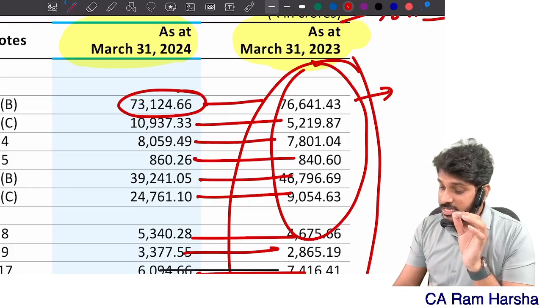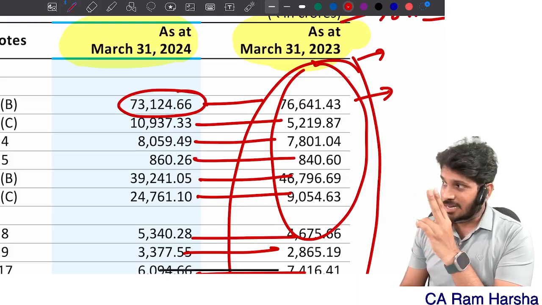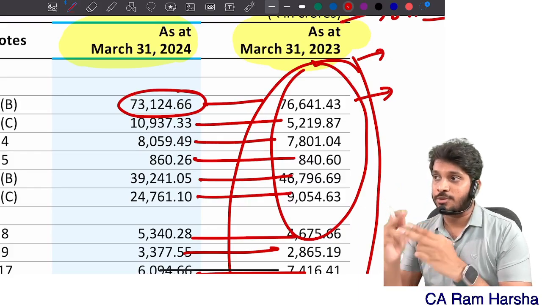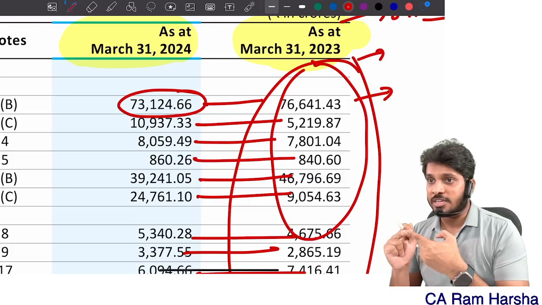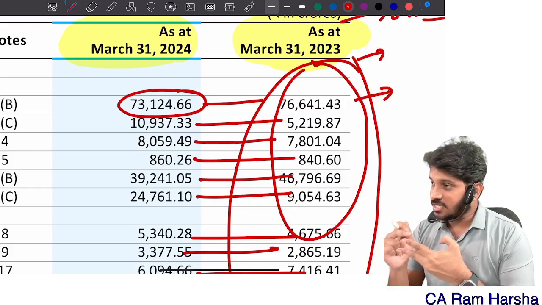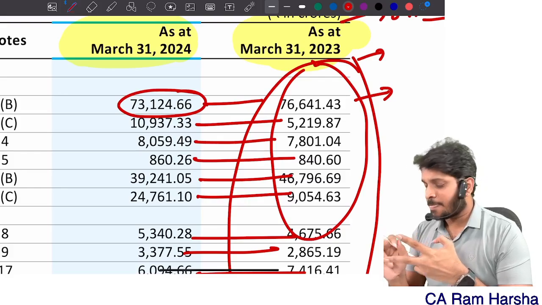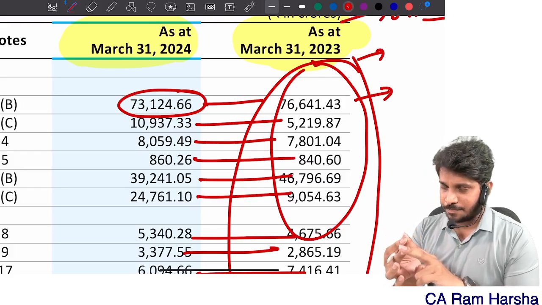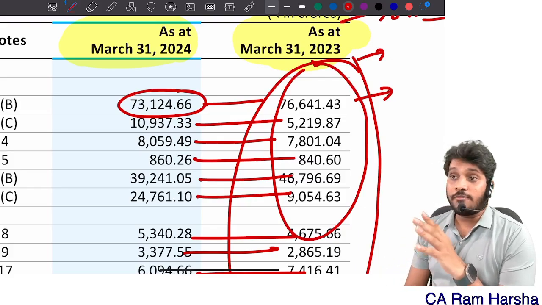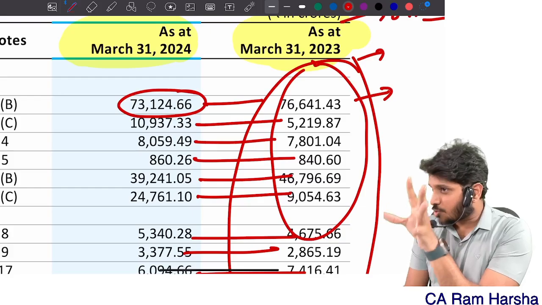Now, this comparative information can be given in two approaches. One, the corresponding figures approach. Two, the comparative financial statements approach. Corresponding figures means what? In India, as I already told you, we follow which approach? The corresponding figures approach. What does this approach mean?